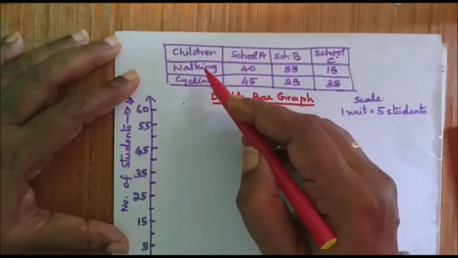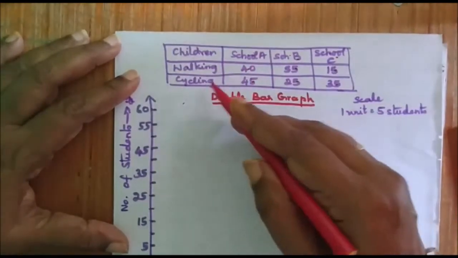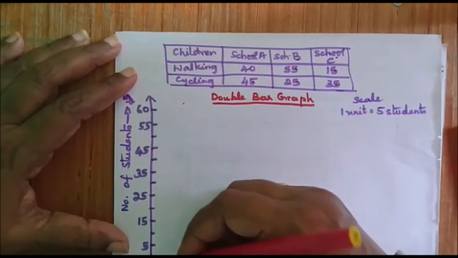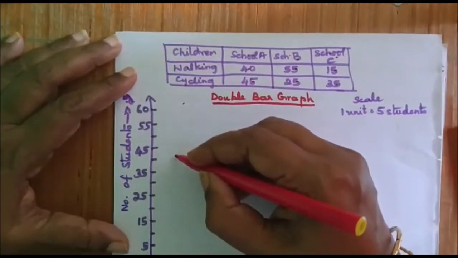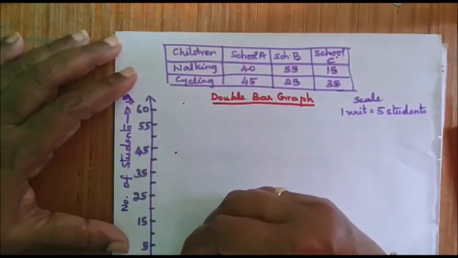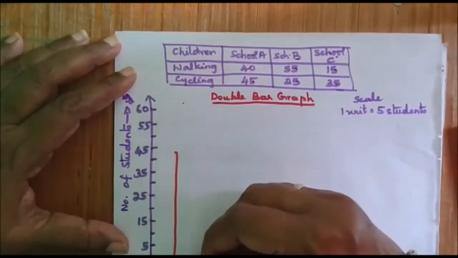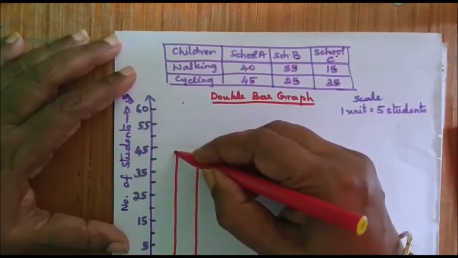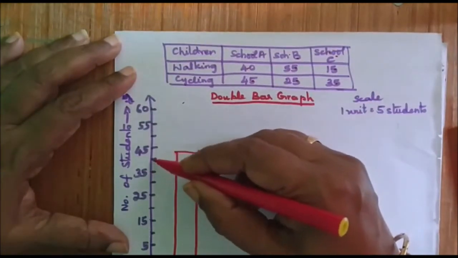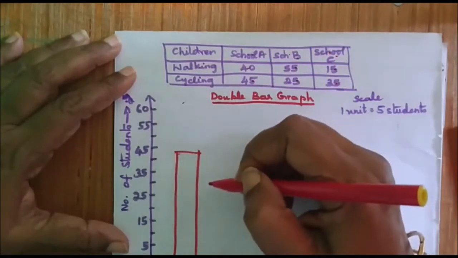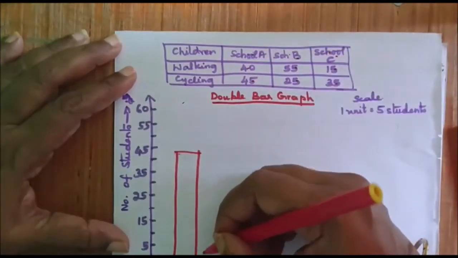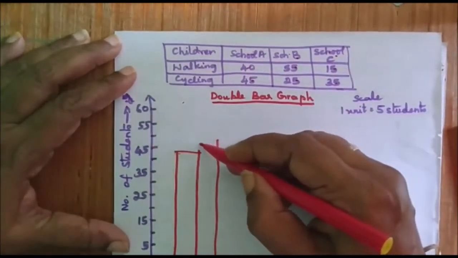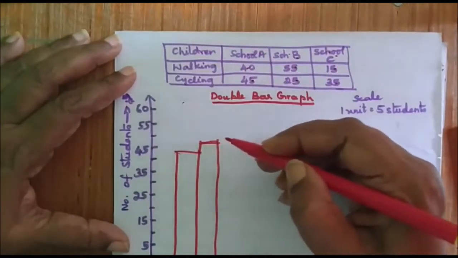So first I am given school A. In school A, under walking, what do I have? 40 students come by walking. So somewhere here is 40. From here to here, I have the number of students who come by walking. I hope you get it. Yes, this is 30, this is 40. It has gone a little above. Okay, the next is 45. So 45, I will draw it here. This is my 45. I hope you get it.